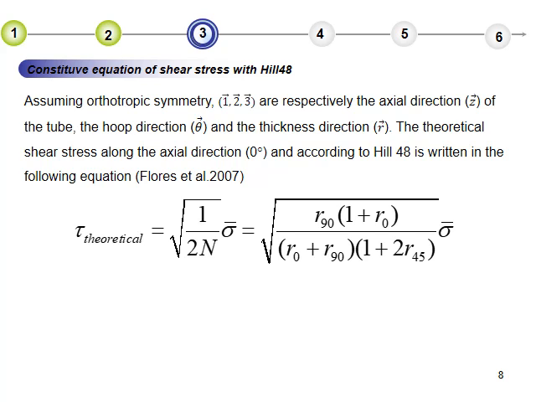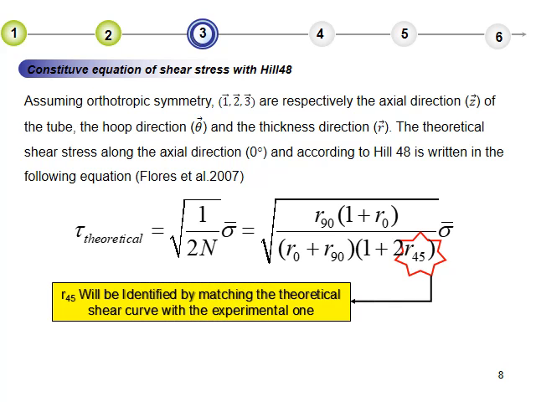Assuming orthotropic symmetry, the vectors 1, 2, 3 are respectively the axial direction z of the tube, the hoop direction theta, and the thickness direction r. The theoretical shear stress along the axial direction, according to the Hill 48 criterion, is written in the following equations. The Langford coefficient R45 will be identified by matching the theoretical shear curve with the experimental one.